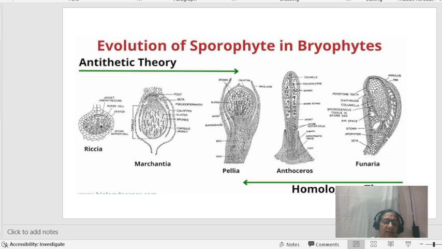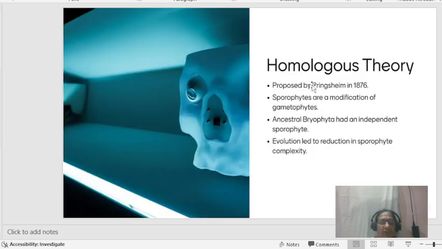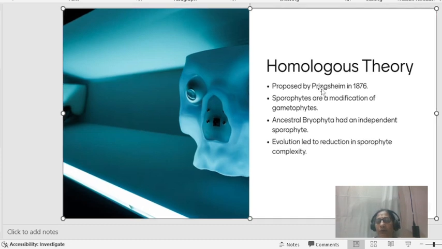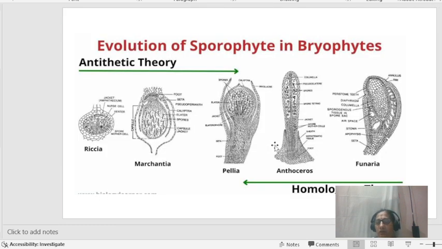There is another theory, which we call the homologous theory, also known as the retrogression theory or reduction theory. This was proposed by Princeton in 1876. Sporophytes are modifications of the gametophyte, where the ancestral bryophytes had an independent sporophyte. So the evolution leads to a reduction in the sporophyte complexity.